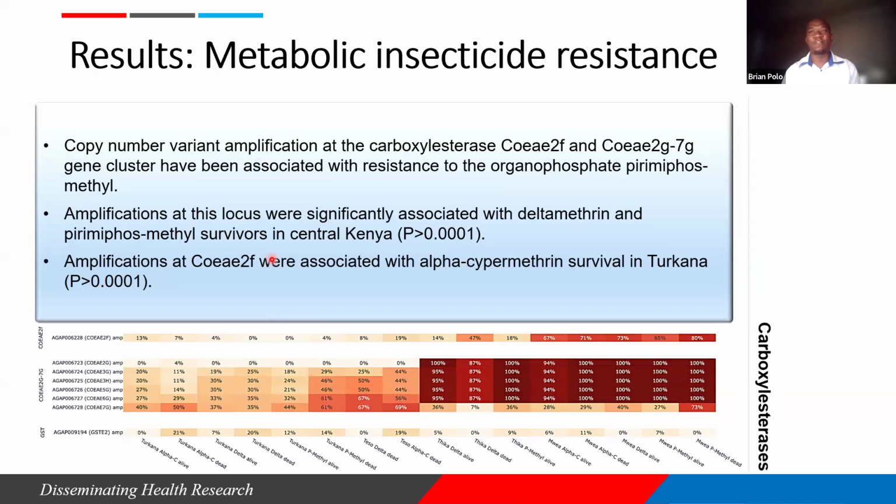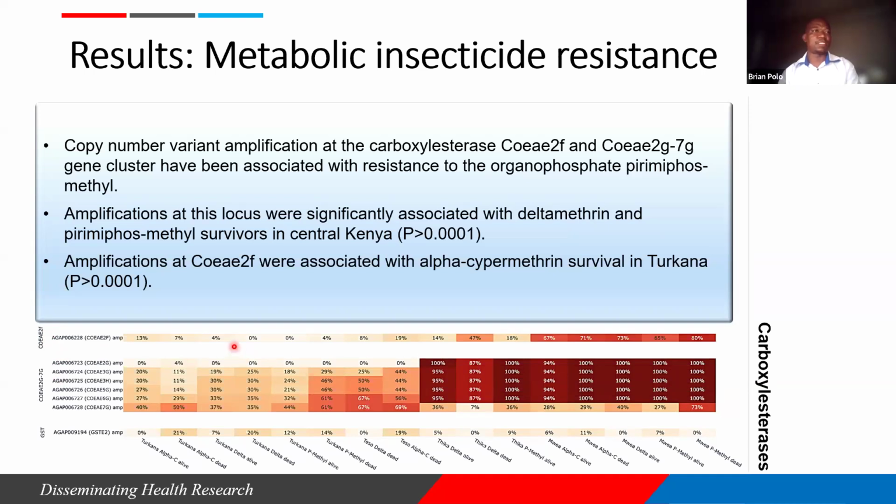We also observed high CNV amplification of up to 100% at carboxylesterase genes, that is COEBE2, COE2F, and also the COE genes between 2G to 7G. Of all these genes, we observed very high frequencies, and that is particularly in central Kenya compared to the rest of the country.